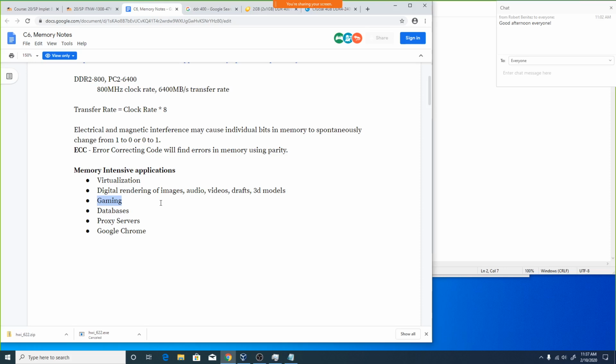So when games say 16 gigs, yeah, you want to run Chrome in the background? Good luck. You're going to be swapping a lot. And next week we're going to talk about virtual memory, and so that swapping idea will make sense.